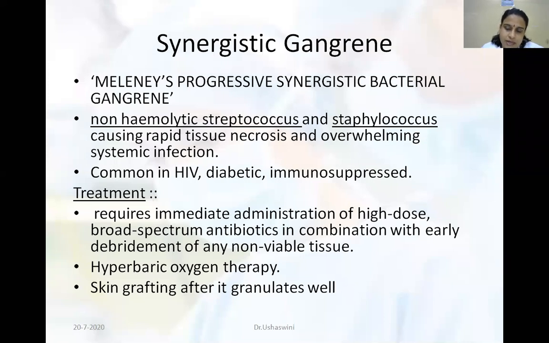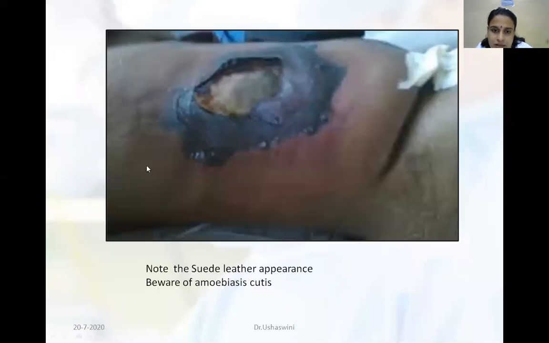Fluid resuscitation should be done. Note the vitals and immediately go for the debridement of the non-viable tissue. Hyperbaric oxygen therapy is also used. This is the clinical picture of a synergistic bacterial gangrene, Meleney's synergistic gangrene. See here the leather-like appearance of the abdominal wall. All this is a necrotic patch.